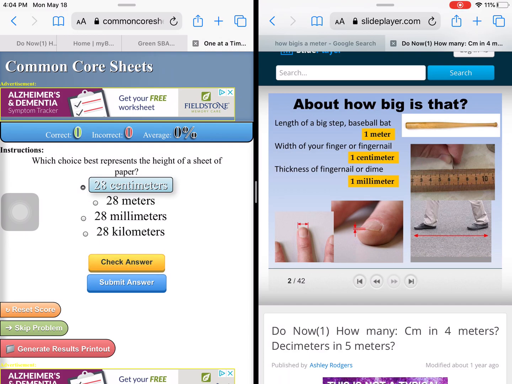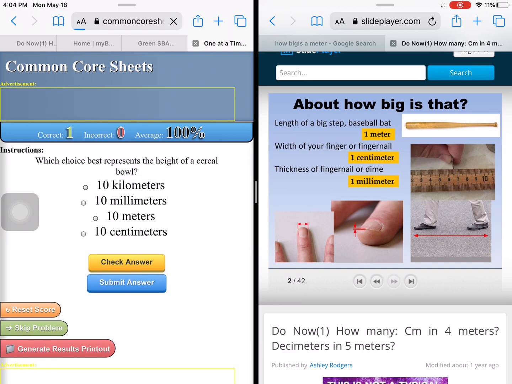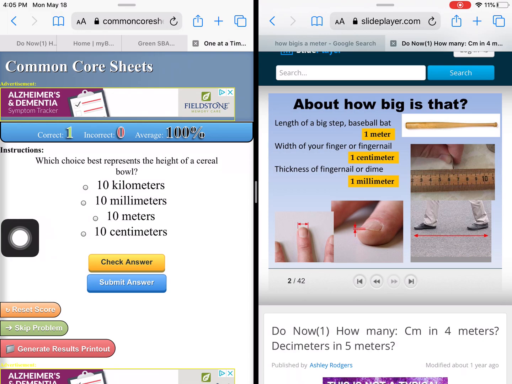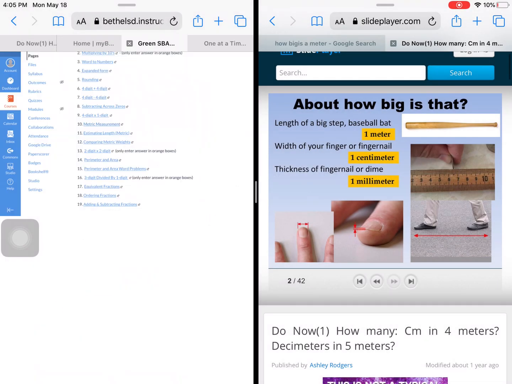If I click on something and I check my answer and it's not it, then you might want to redo it. Submit my answer. Next problem. So notice I've done 2 correct, but it only counts 1. Remember, that's because it doesn't count the first one always. So that is number 10.